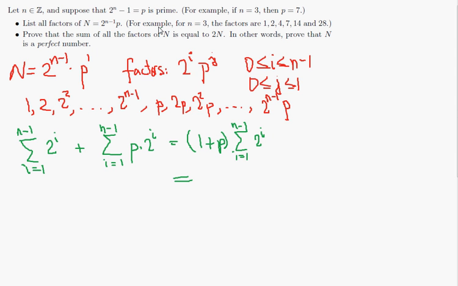Now remember, p was assumed to be equal to 2 to the n minus 1. And to do this sum, we use the formula for a finite geometric series. This is 1 minus 2 to the number of terms plus 1, where the common ratio is 2. So that's n, minus 1 plus 1 for n, over 1 minus the common ratio, which is 2.